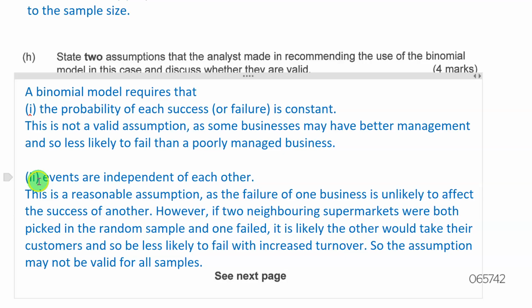And then the second assumption is that the events are independent of each other. So this is a fairly reasonable assumption, as the failure of one business is unlikely to affect the success of another. However, there are cases where it might. If you had a couple of supermarkets next door to each other and one of them failed, then the chance of the other failing is going to be less likely because they're more likely to pick up the customers from the failed supermarket. So again, the assumption may not be valid for all samples. So anyway, we need some discussion of the two assumptions there for a binomial model and interpreting in the light of this story.